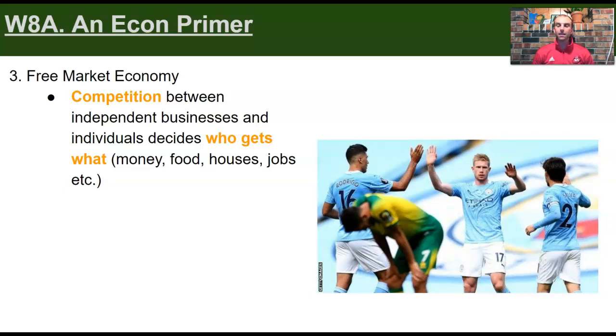So the idea is that soccer team won because they worked the hardest, studied the right sets, practiced the most, ate the healthiest, slept the most, whatever it was, and now they're the best. They got the win. And the idea is in a free market economy, the companies and the individuals that work the hardest, have the best ideas, study the hardest, these sorts of things, they're the ones who get to decide who gets what.